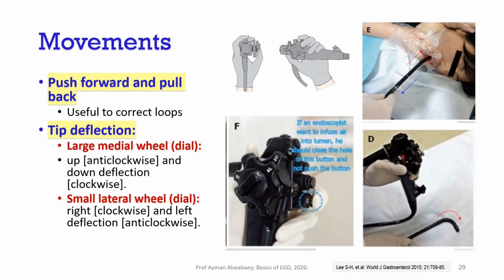What are the movements that can be done with the endoscope? We come to a very important point. The first movement we do with the endoscope is to push forward and pull backward. Logically, I will push the endoscope to go through the esophagus and to the stomach, and I will pull it out when I finish the maneuver. But we mean here by this movement when you have a gastric loop.